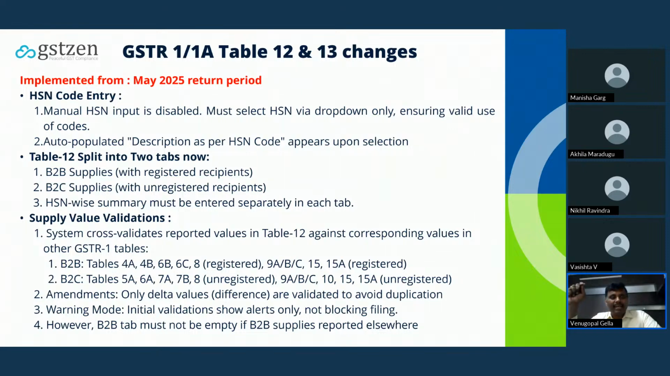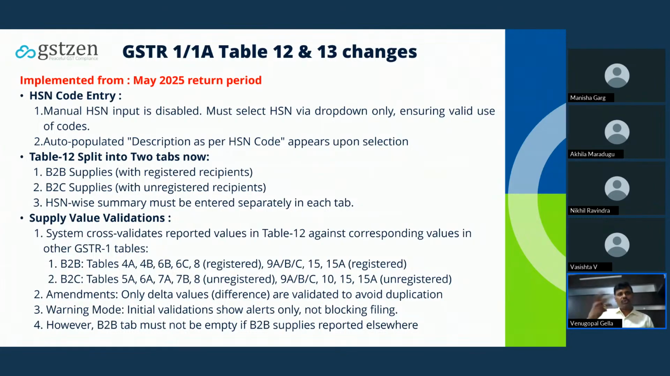Now the system does some validations. What are the validations it does? Table 12 is the summary of UQC, unit of measure, with the HSN, with the rate of tax. It would try to match the turnover values in the respective tables. What are the respective tables? Table 4A and 4B.